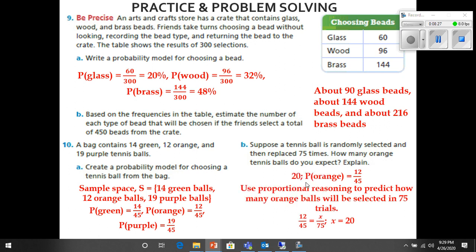In this case, there would be 20. It would be 12 out of 45 for orange. It says, how many orange tennis balls do you expect? 20 of them, because we had 12 out of 45. Remember, we're going to take 12 times 75 and divide it by 45. That would give us 20. We use proportional reasoning to predict how many orange balls will be selected in 75 trials. There we go. 12 times 75 has to be equal to 45x. That means we're going to take 12 times 75, then divide it by 45 to find out what x is, and that would be 20.